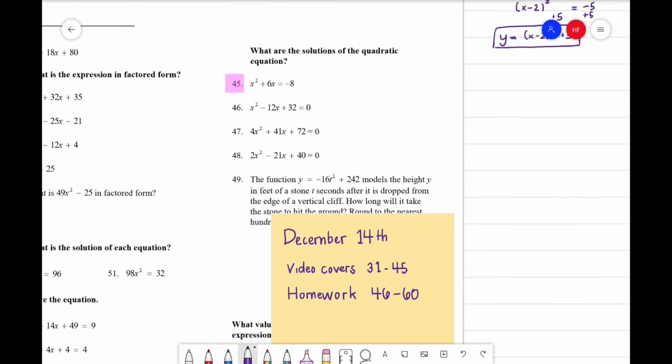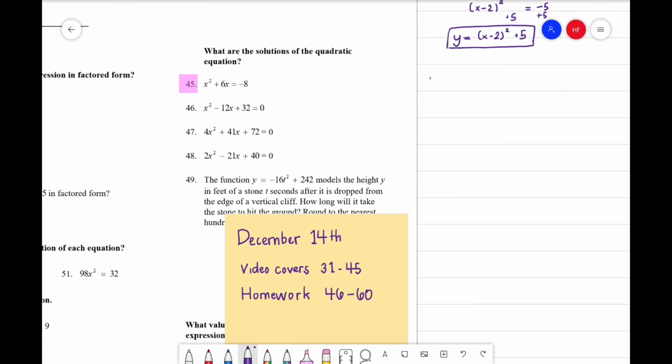And last one for this video, 45. What are the solutions to the quadratic equation if x squared plus 6x equals negative 8? So whenever we have a quadratic equation, we always want it to equal 0 first. So I'm going to move this 8 over. X squared plus 6x plus 8 equals 0. And we'll see if we can factor first, because that's going to be our easiest bet.